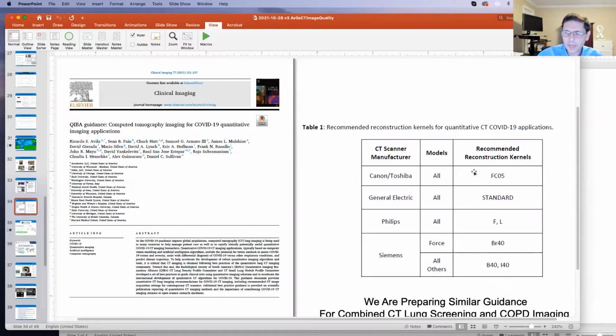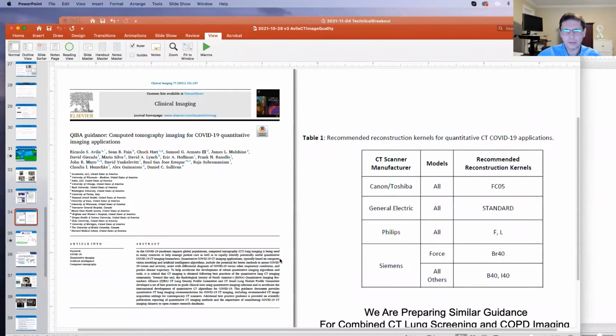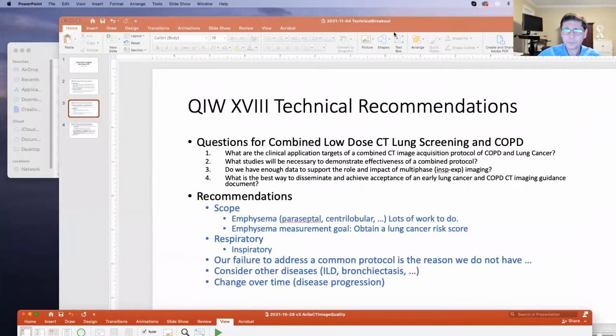But trying to get all the vendors to get together and come up with a standard kernel that works across all of them, I think that's a noble cause, but it'll never happen, I don't believe. So anyway, I just want to point out we've got a little bit of experience in doing this, and we do have this really nice output that came out earlier this year. One of the goals here is to replicate that for lung cancer and COPD and emphysema.